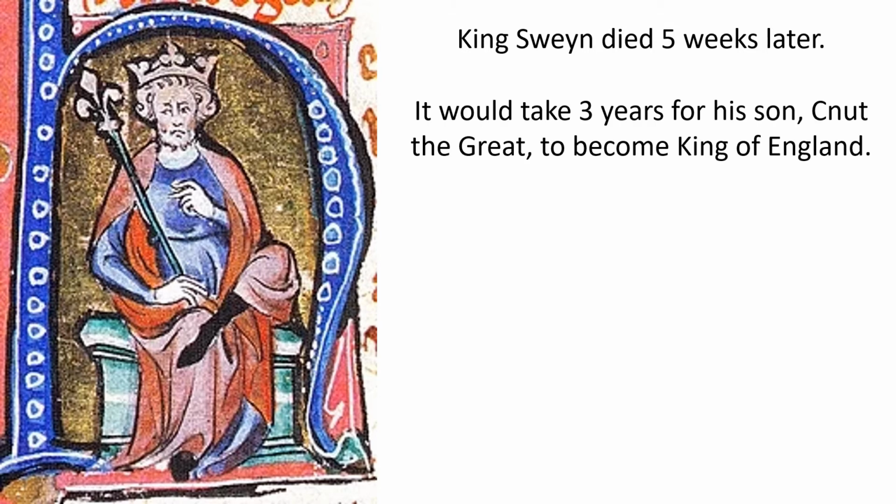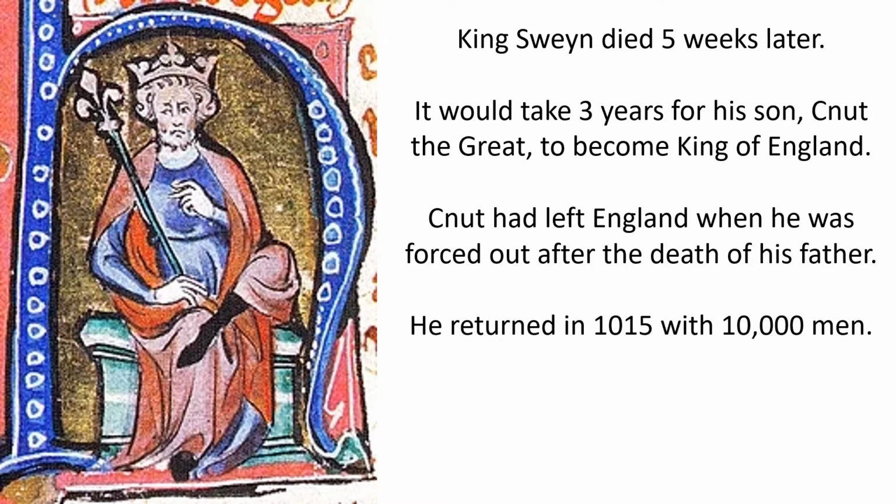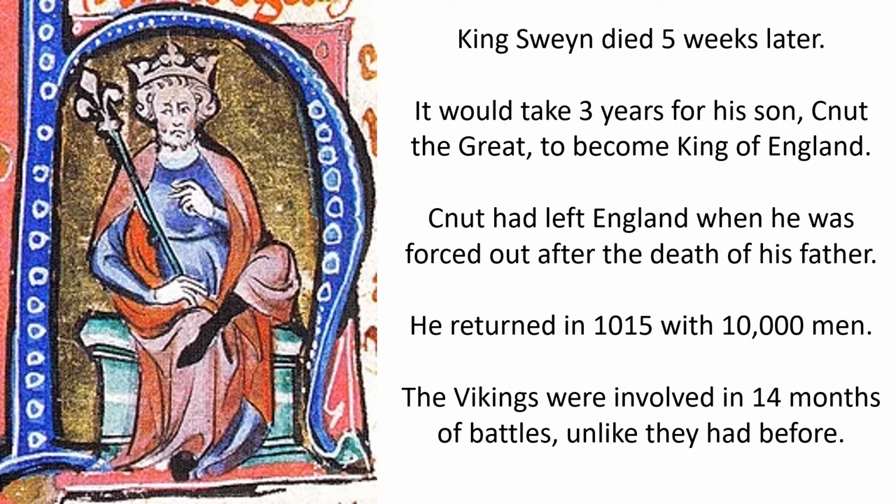Now his son, whose name we take great care when pronouncing, is Knut or Canute, becomes King of England not until 3 years later. He had initially come with his dad to England on these raids and helped his dad actually take over England, but when his dad died, he was forced out of England and the Anglo-Saxons put one of their own as King of England. But he came back with 10,000 men and was involved in 14 months of battles.